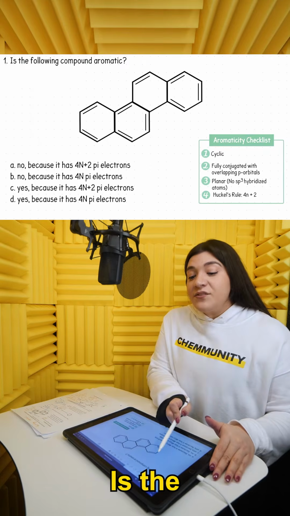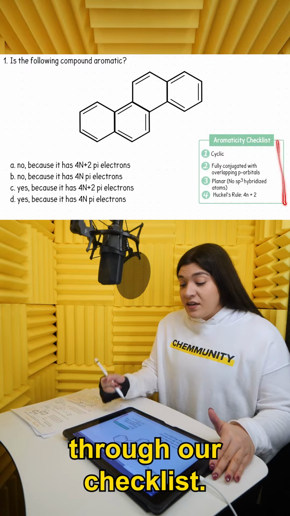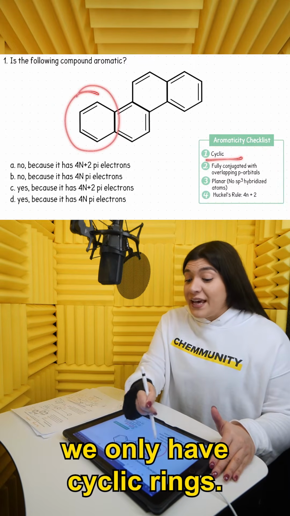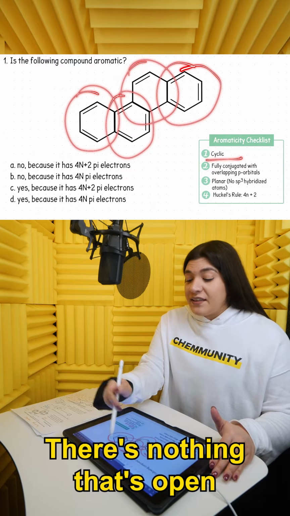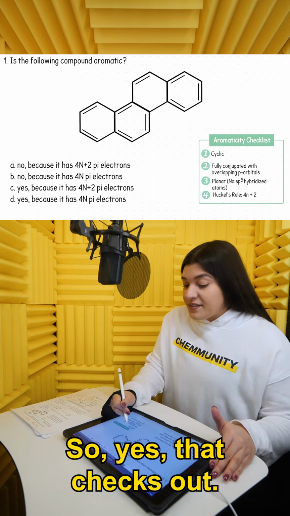Number 1, is the following compound aromatic? We're going to go through our checklist. First thing is it cyclic? Well, notice we only have cyclic rings. There's nothing that's open or has that zigzag pattern, so yes, that checks out.